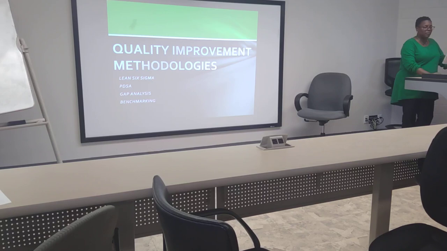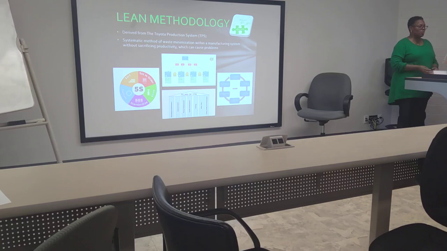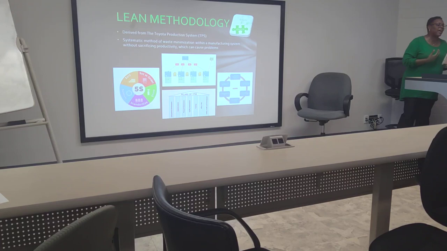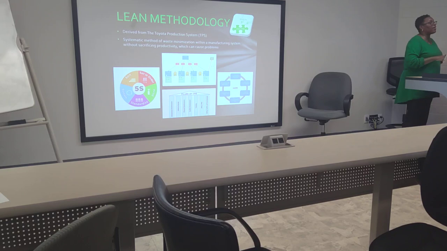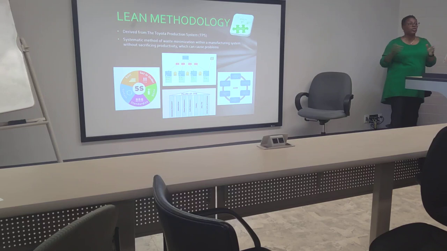So the Lean one is probably one of the most difficult ones to remember or recall, but just know that it was derived from the Toyota production system. So basically from cars, this particular system focused on that. It's a systematic method to reduce waste within the manufacturing system without actually sacrificing any productivity, which can cause problems. You have a couple of tools specifically to Lean, and I'll talk about Lean in a couple of slides, but specific to Lean that you can consider when you're working in any institution or pharmacy today.